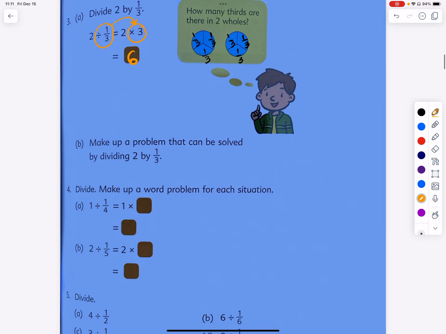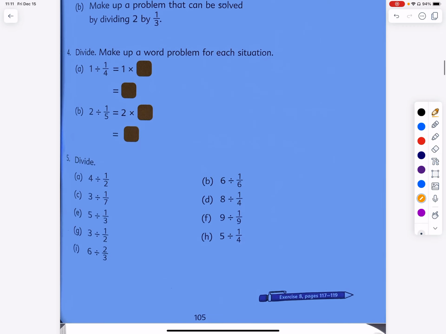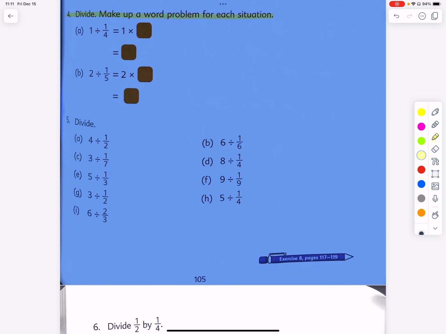Now, let's continue. Let's take a look at number 4. Divide and make up a word problem for this situation. Well, let's see. How many quarters are there in 1 apple? Well, we know 1 apple will have 4 quarters, right? Therefore, there are 4 quarters in one apple.